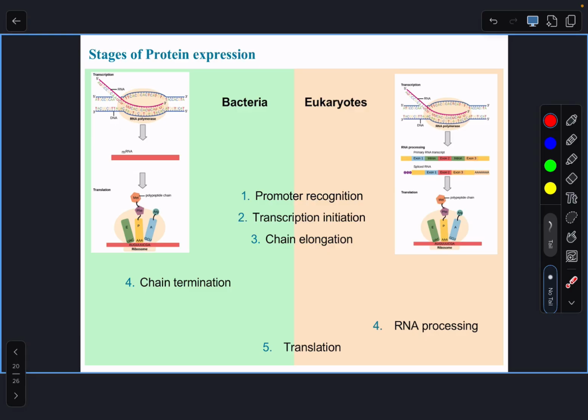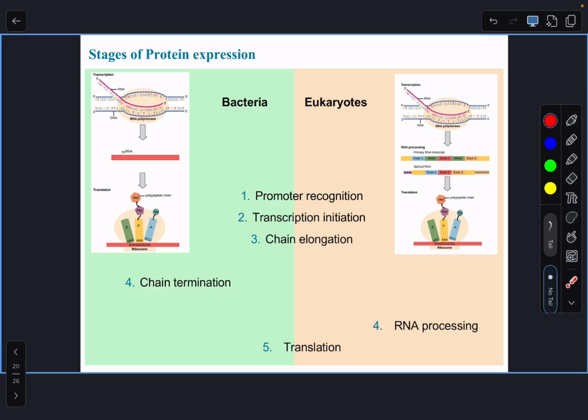First, the cell needs to recognize a promoter and transcribe that region of DNA. There is chain elongation, meaning that the RNA transcript will be elongated to its full length. Then there is, in prokaryotes, a process called chain termination, and that's it. They're ready to translate. So it's not far from what this cartoon shows. DNA transcribes into a messenger RNA molecule that gets translated.